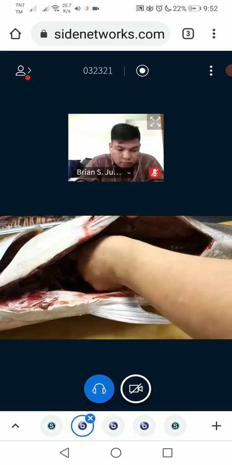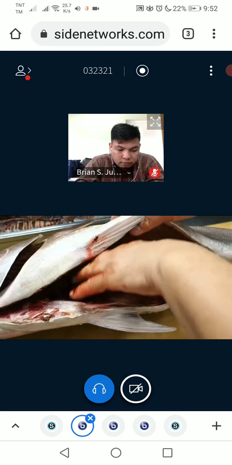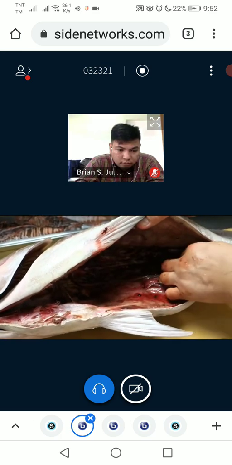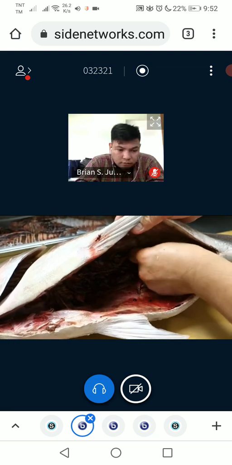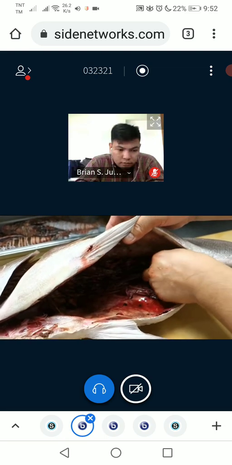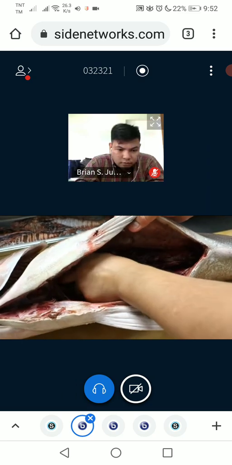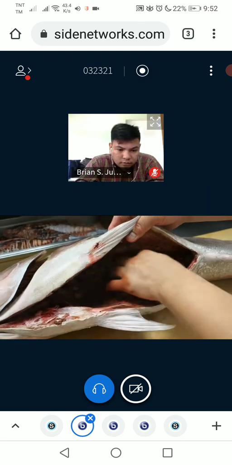Before making the fillet, whether the fish is big or small, we need to take out the inside. Then this one we need to clean first, before you start cutting the fillet. I'm going to wash again.